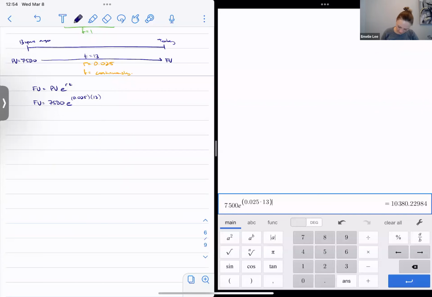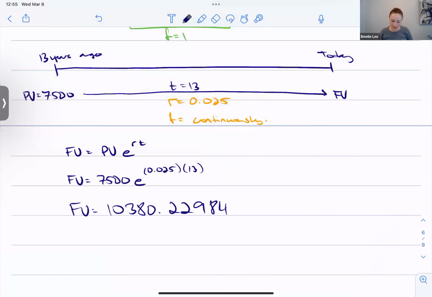So this future value is 10,380 and 0.22984. Oh, sorry guys. Got a tickle in my throat. Okay. So we need to round this, and I'll bring that screenshot in when we're done.